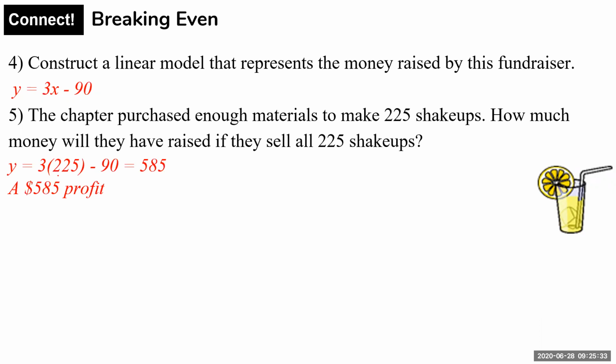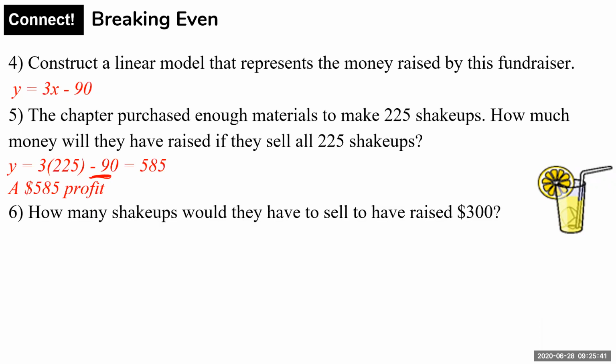Because of how much they put into the business, the $90 has been taken out. So 585 is a profit. Now, how many shakeups would they have to sell to raise $300? This time we have to find our x, the number of shakeups. So we put 300 equal to 3x minus 90, and you solve for x, and they have to sell 130 shakeups to raise $300. Okay.